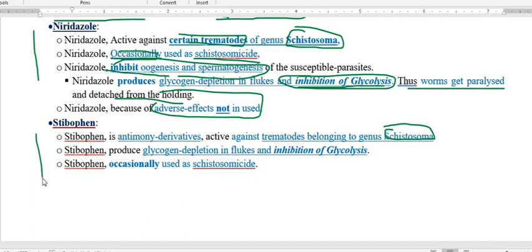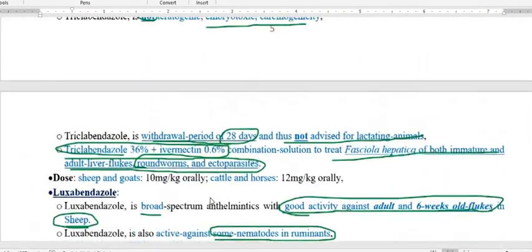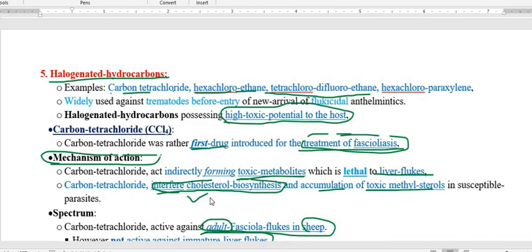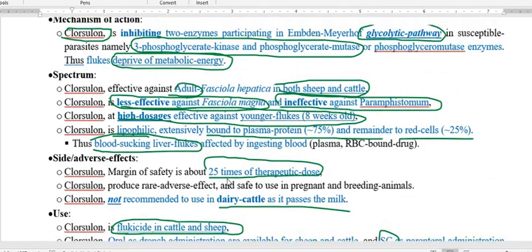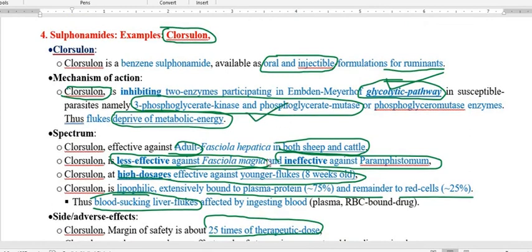About stibofen, this is an antimony derivative and acts against trematodes, particularly Schistosoma as we already discussed. It also affects the glycogen pathway, that is the glycolysis pathway, inhibiting glycolysis. On this glycolysis pathway, clorsulon is also acting. Clorsulon is also acting on the same glycolytic pathway by inhibiting two enzymes that we already discussed.